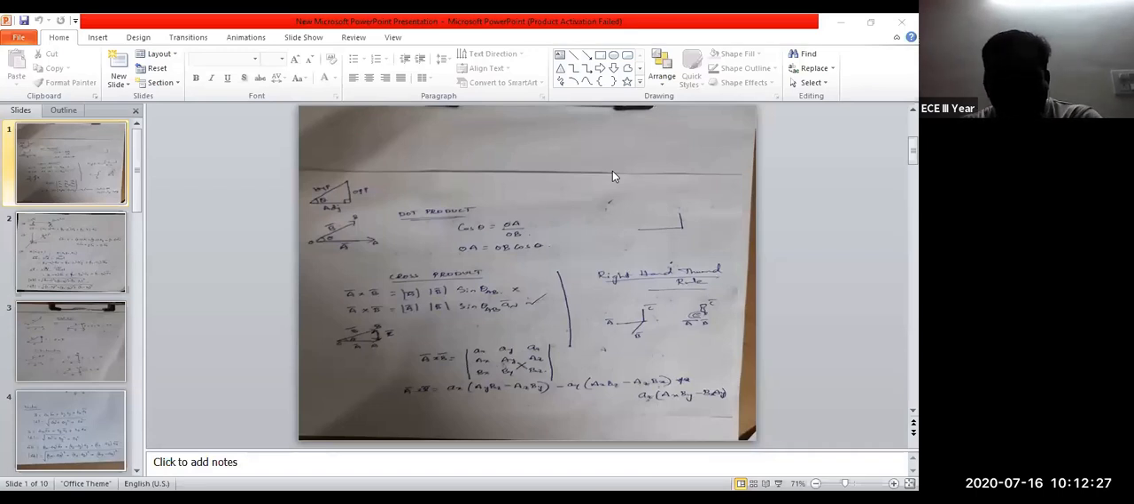Because we need cos component. Why do we need the cos component? Why not sine? That is my question actually. Why only cos? Why not sine?